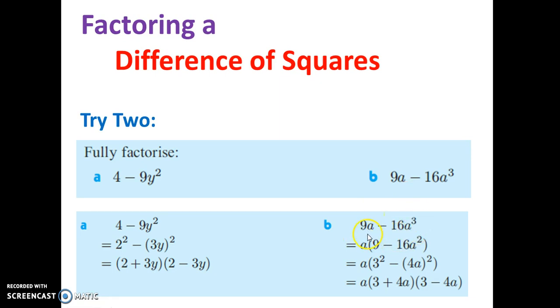So first you look at that and we go back to our beginning, which was GCFs. Is there something common to both of these? Common to both of these is an a. That means an a can be factored out first. So a was taken from there and a was taken from there, and we're left with this. Now this is 3 squared, and this is (4a) squared. So that is a difference of squares, which factors into this.